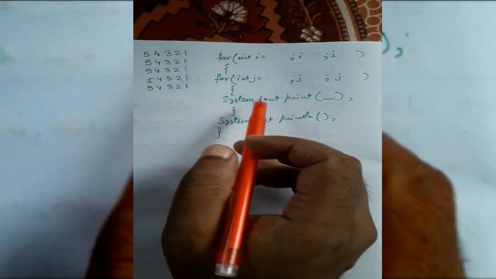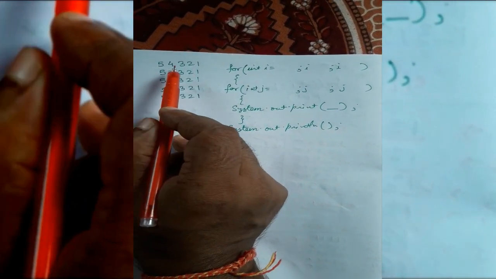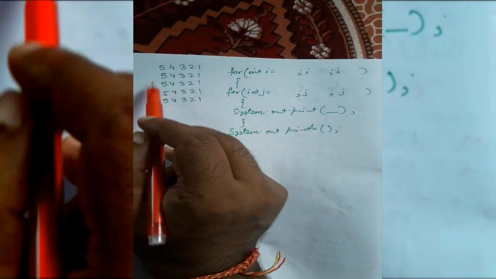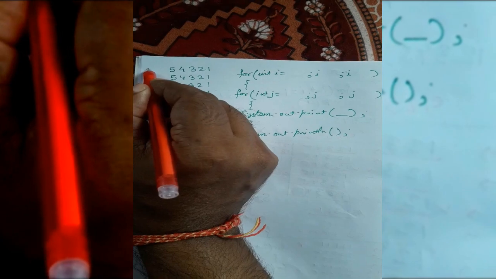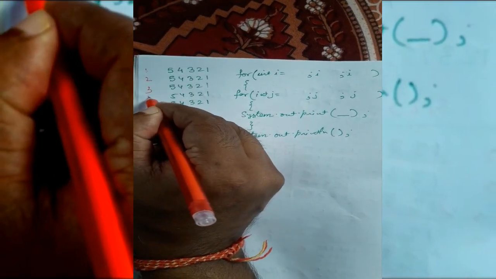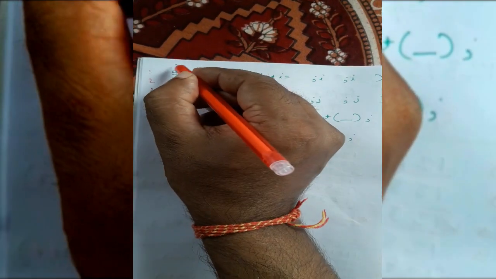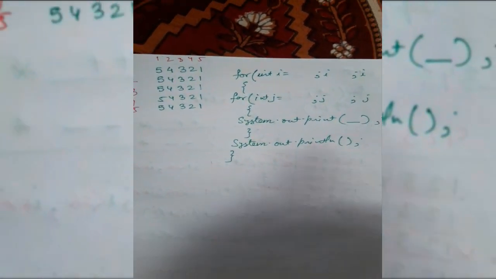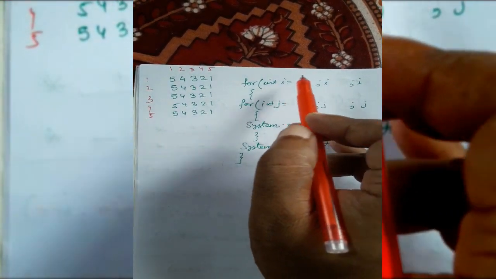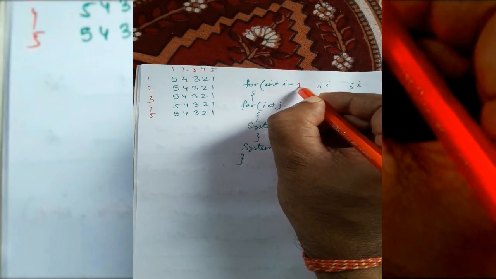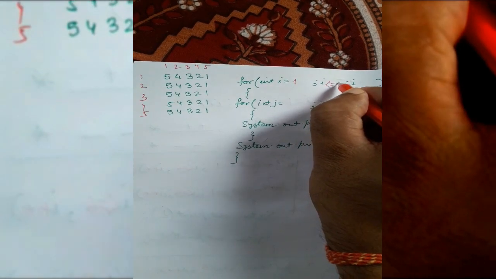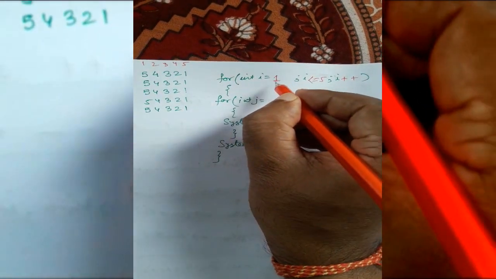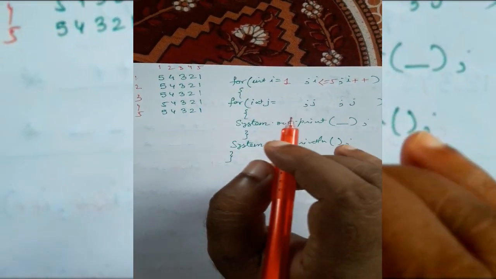Suppose we have this type of problem. Just the opposite: 5 4 3 2 1, 5 4 3 2 1, 5 4 3 2 1. So how many numbers are there? Rows are there. Rows are 5, 1 2 3 4 and 5 rows. And columns also 1 2 3 4 and 5. So I told you this one we can write easily. So this is I equals to 1, I less than equal to 5, I plus plus.